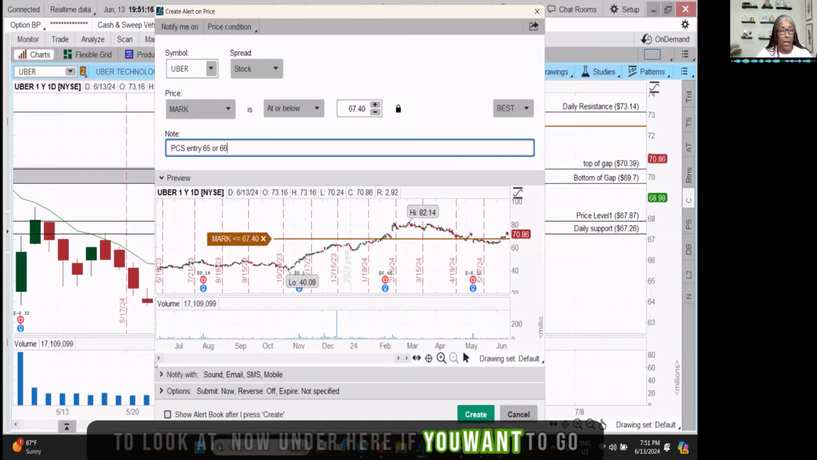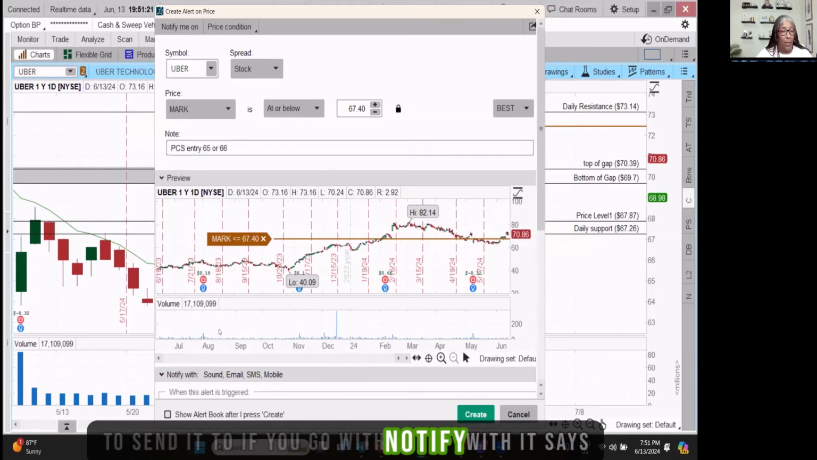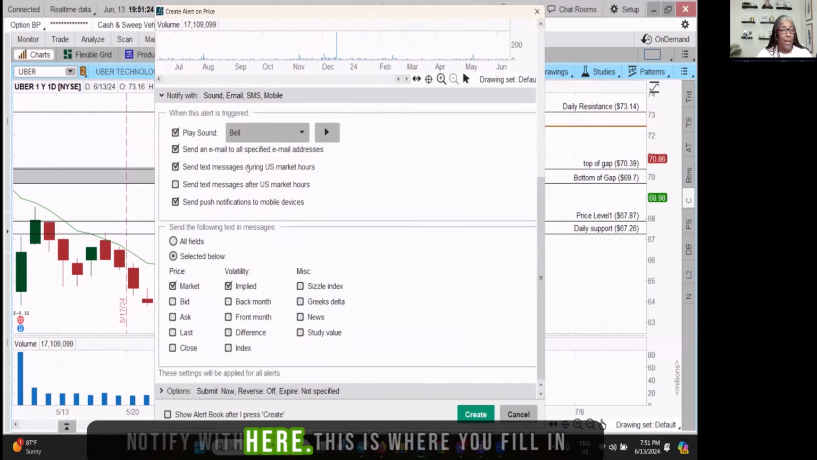Now under here, if you go down here, you can tell the alert where to send it. It says notify with here. This is where you fill in what you want it to do. You're going to play a sound. Do you want to bail? What do you want it to do? It lets you hear what it's going to sound like. Send an email to the specified addresses, send a text message.